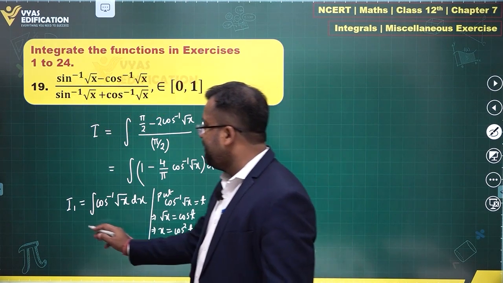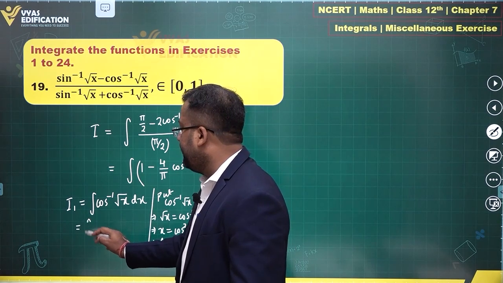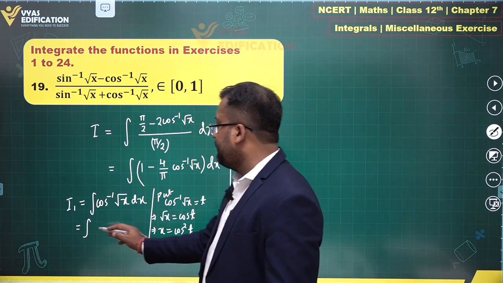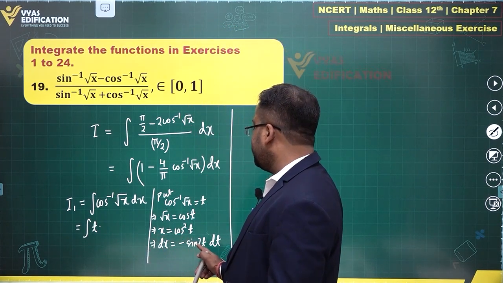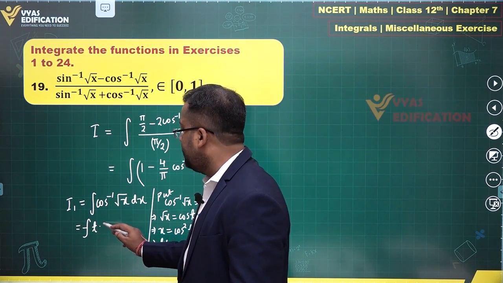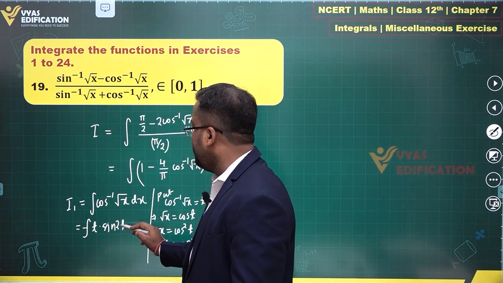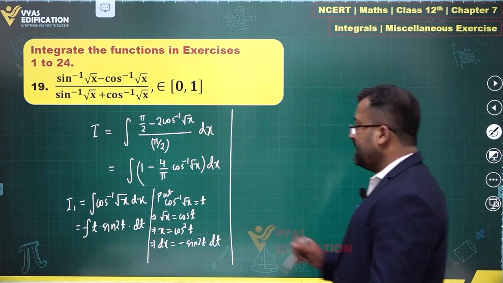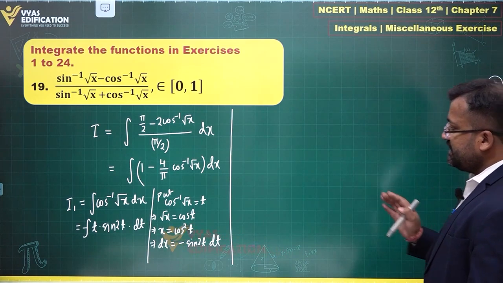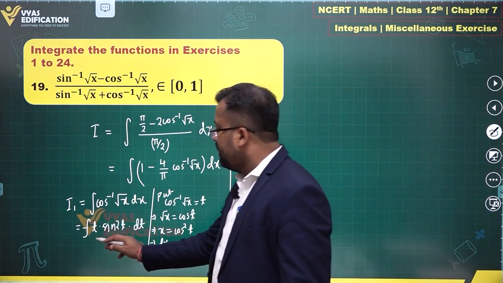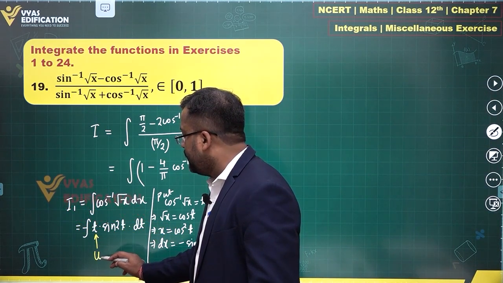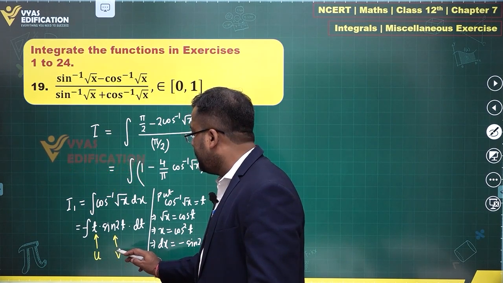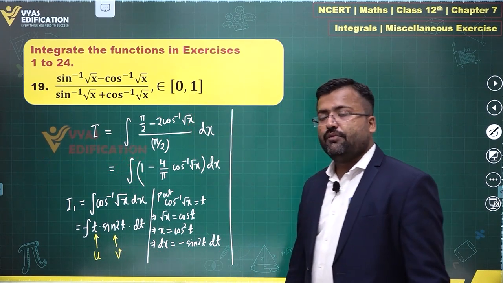Therefore, this I1 becomes equal to what? Integral of cos inverse root x, which is t, times dx, which is minus sin 2t dt. And now I can apply by parts on this. After making this substitution, there is an algebraic function and a trigonometric function. This will be taken as the first function u, and this will be taken as the second function v. This is what you will do.